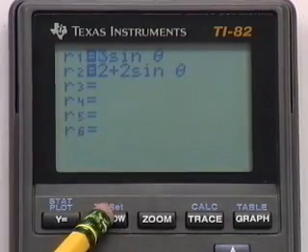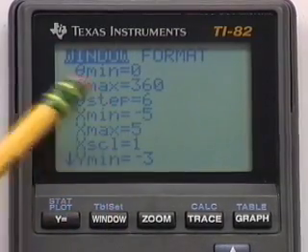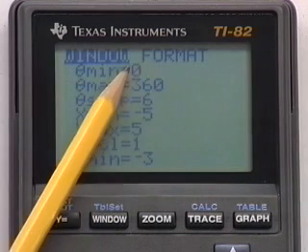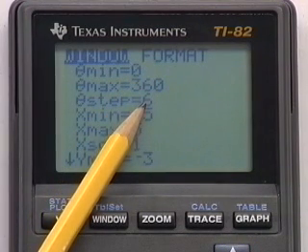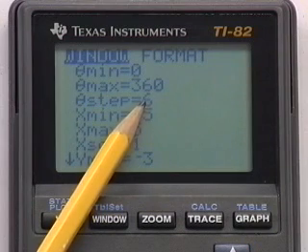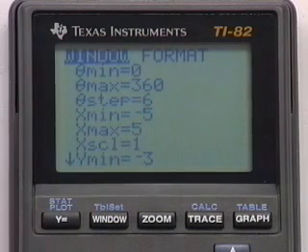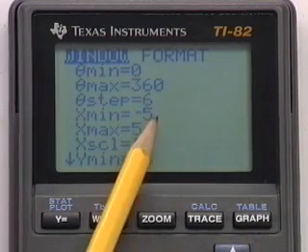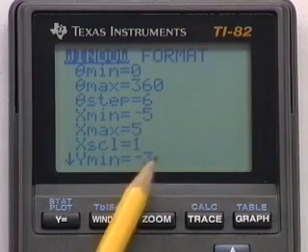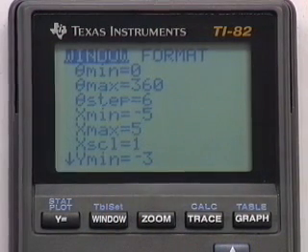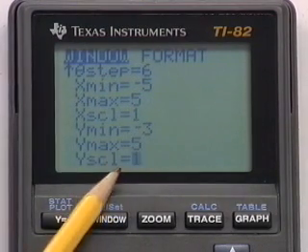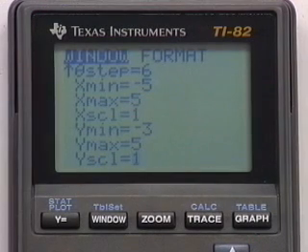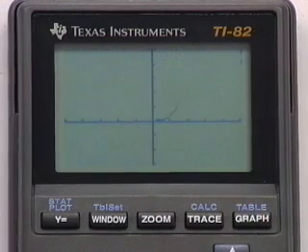Now as far as the window goes, when we look at the window, theta minimum is going to be 0, theta maximum 360 degrees, and I put it in increments of 6 degrees. Okay, theta is in increments of 6 degrees, but you can experiment with what works best. X I've got from -5 to 5, and Y I've got going from -3 to 5 in increments of 1. So let me graph these.